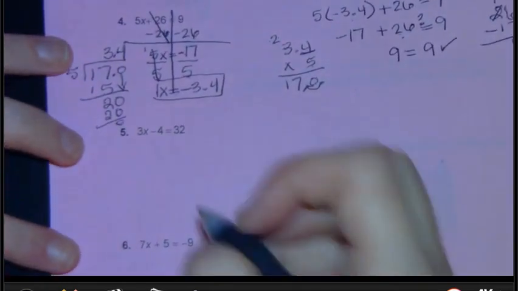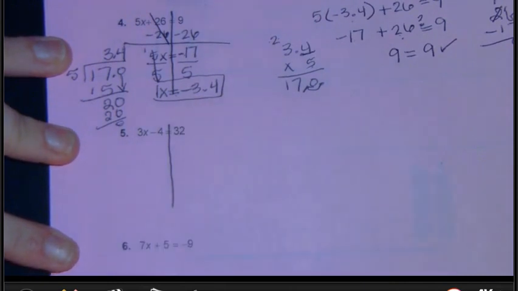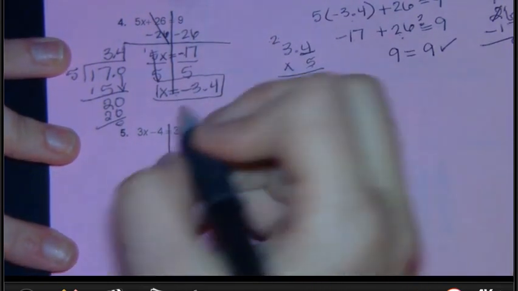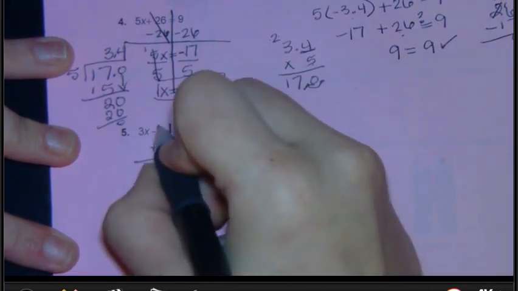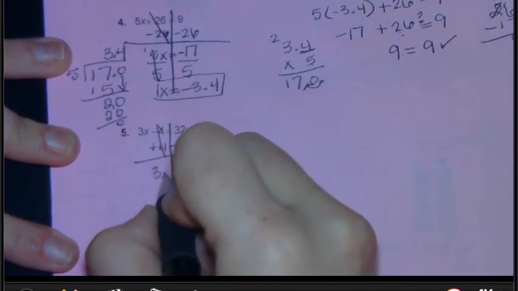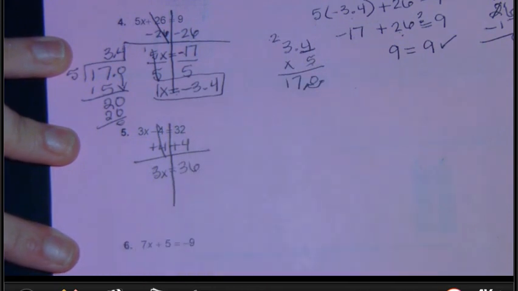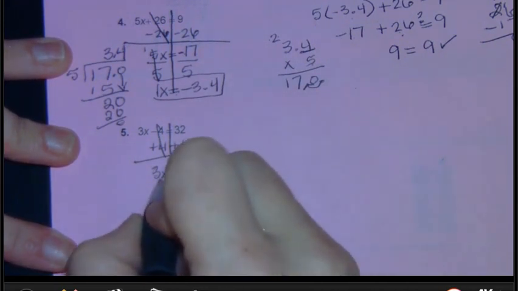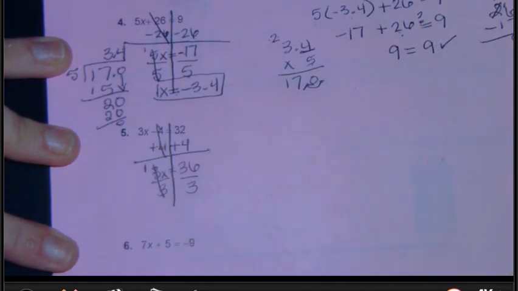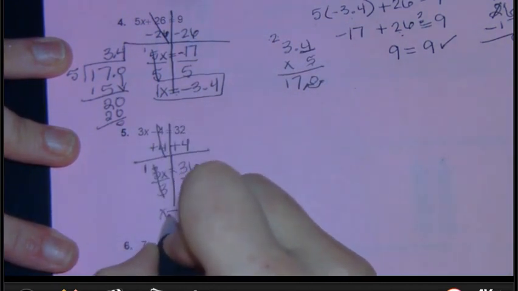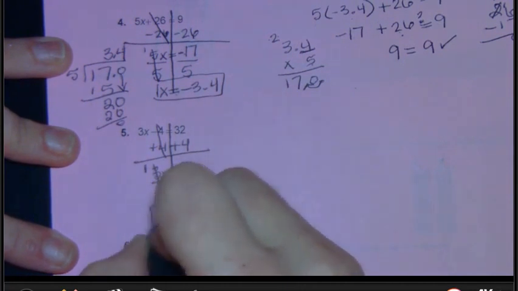All right, let's look at number 5. 3x minus 4 equals 32. I need to add 4 to both sides to give me 3x is equal to 36. I'm going to divide by 3 because I see multiplication. 3 divided by 3 goes to 1. I'm left with x is equal to 12.